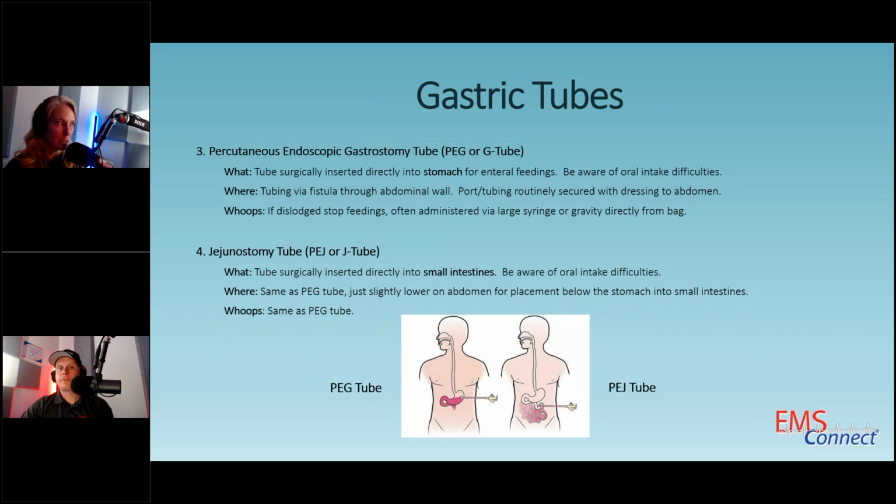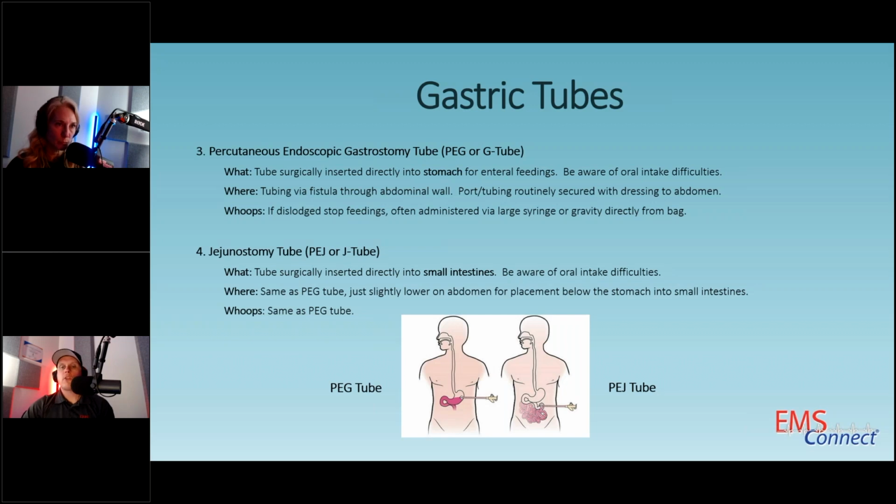But again, it's kind of a whoops, and it's a little bit of a pain for the patient, and you'll probably have some gastric drainage with it, so you want to apply a dressing so that the gastric drainage isn't oozing everywhere. Otherwise, make sure there's no feeding being administered, stop anything that might be flowing in, and otherwise just contain with the dressing.